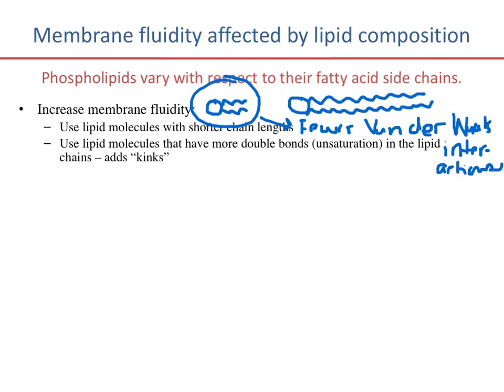So the second way that membranes can increase their fluidity is to use more double bonds, and that is unsaturation in the lipid chain, and that creates kinks. Let me show you how that works. Let's just take an example of single bonds. We'll start out with single bonds first of all. So here are single bonds between the carbons, and these single bonds are saturated with hydrogens.